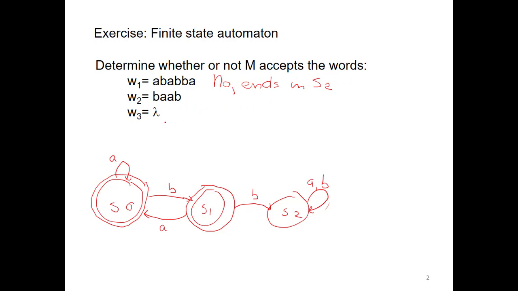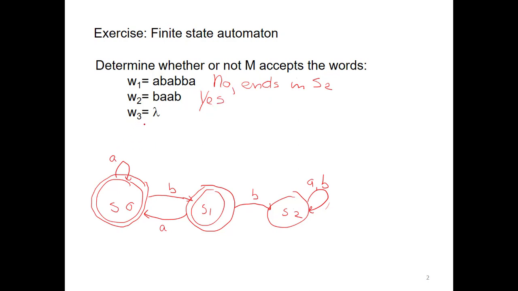The second one, okay, W2. We start with a B, so we go to S1. Then we get an A, we go back. We get an A, we stay in S0. And we have a B, so we go to S1. And indeed, this is a final state, so this is a perfect word with this finite state automaton.